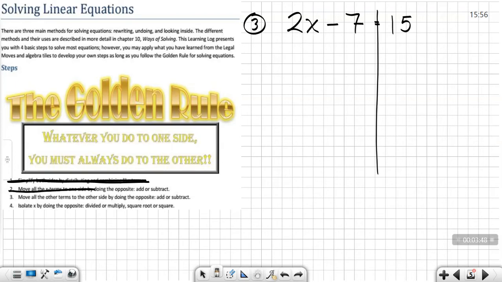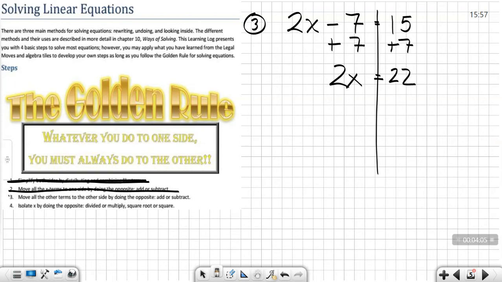So I'm going to move down to my third step here. All right, move all the other terms to the other side. So the 2x is one term, the minus 7 is another, and I'm going to do the opposite, add 7. All right, now I've got my x term by itself, and on the other side, I've got 22.